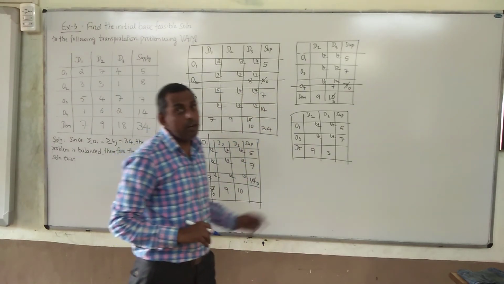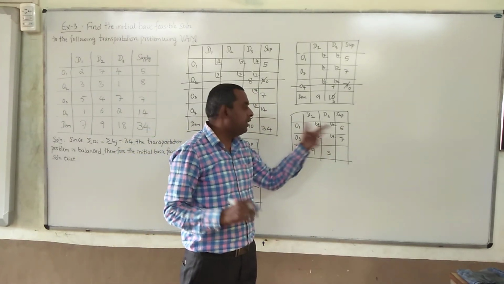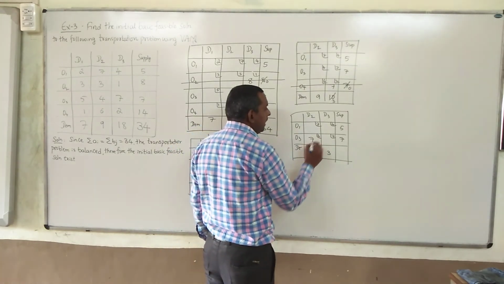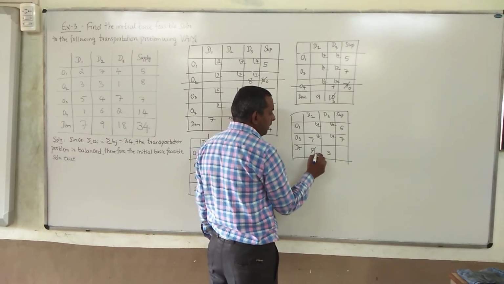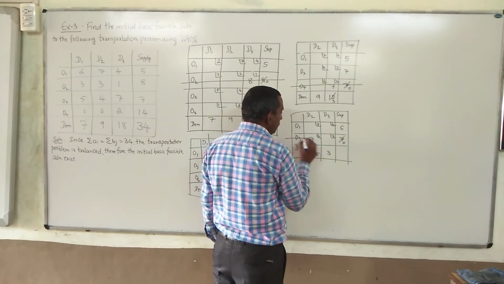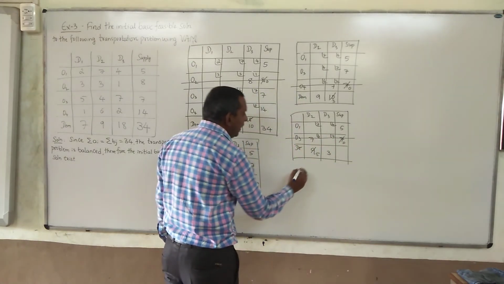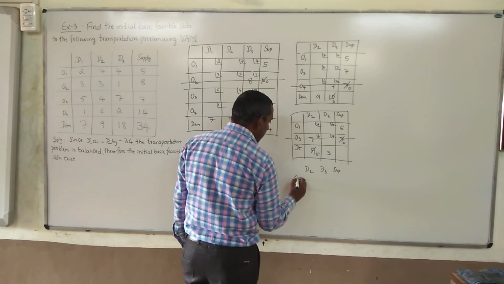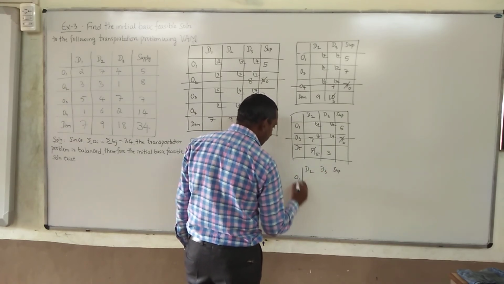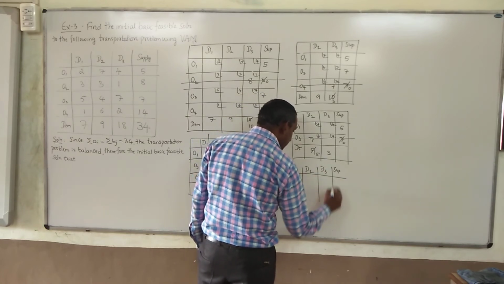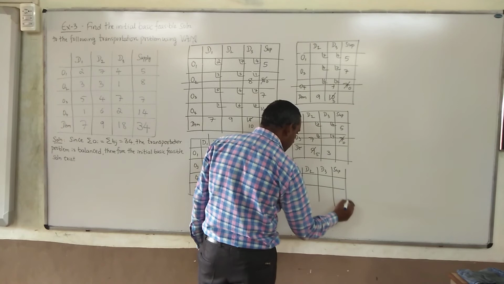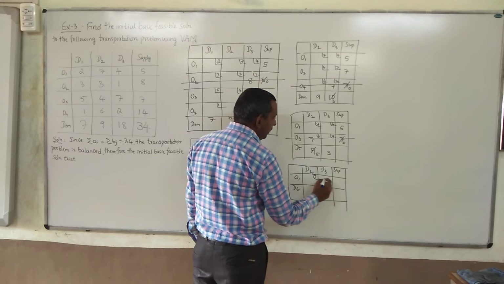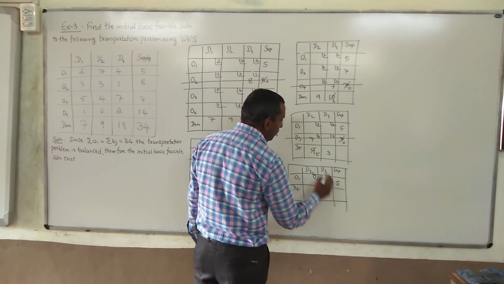Which is the smallest one? There are two smallest elements here, but choose any arbitrarily. I will choose this one. So it is 7 here, and 9 minus 7 is 2. So this is 0, and O3 will be eliminated. Now it is D2, D3, supply, and O1 and demand. So it is 7 and 4, followed by 5.